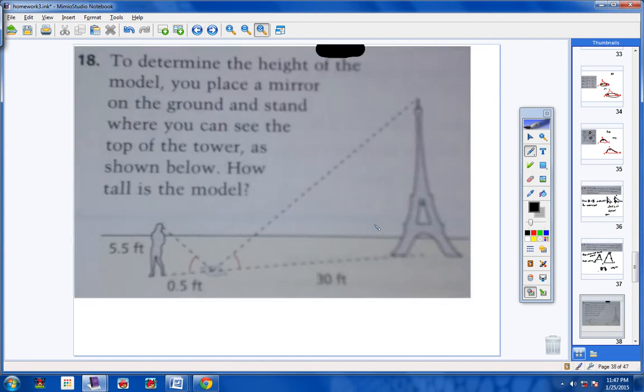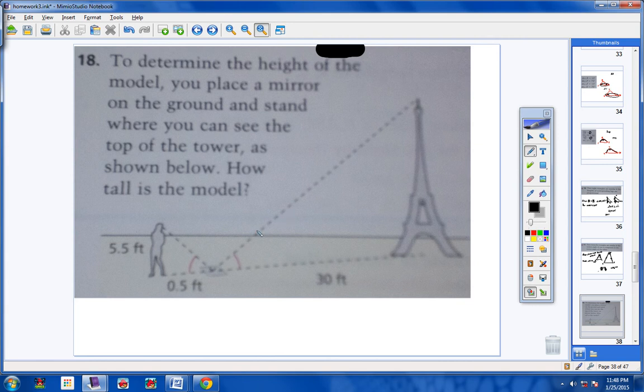Now, to determine the height of the model, if you read the directions, it says you visit King's Dominion Amusement Park in Doswell, Virginia. The park has a scale model of the Eiffel Tower. The scale factor is 1 to 3. Now you place a mirror on the ground and stand where you can see the top of the tower as shown below. How tall is the model?